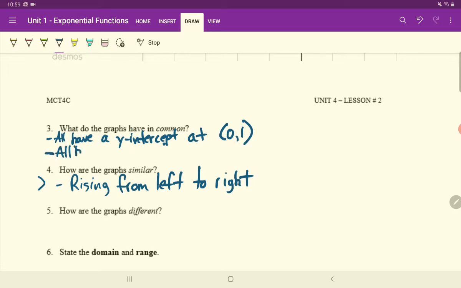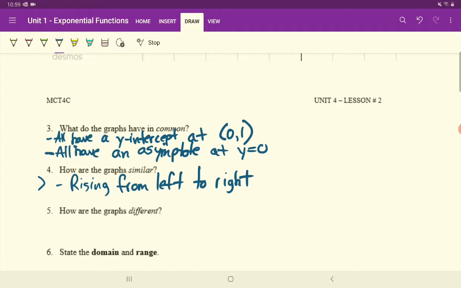All have an asymptote at y equals 0. Okay? All right. What else do they have in common?